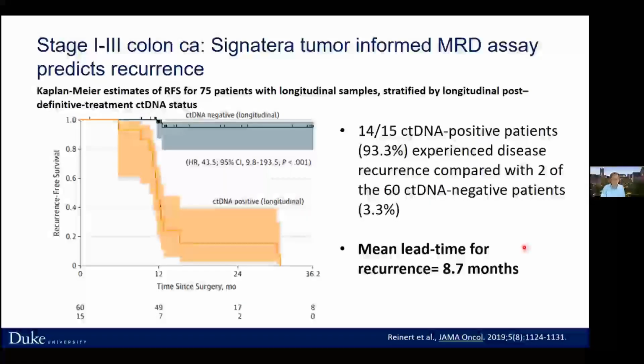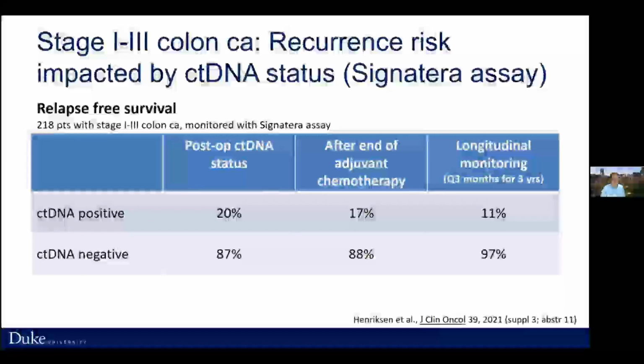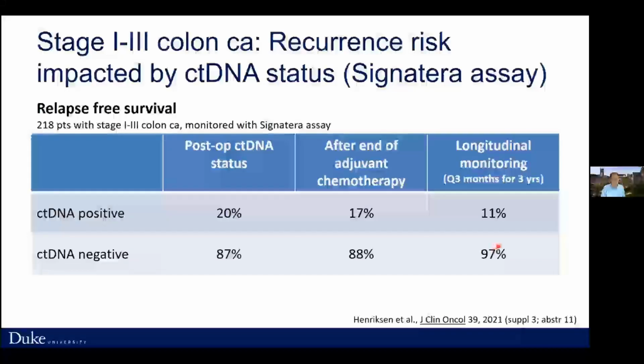So it sounds like this is one of these cases where you're picking this up way before you would see it on a scan. And so this is the data out of Signatera. If you stay negative over 3 years, 97% relapse-free survival. If you turn positive at any point during that 3-year stretch, 11% relapse-free survival. Huge difference. And so, what I do when I have cases like this, because occasionally they do come up, they're obviously pretty scary for the patients, understandably.